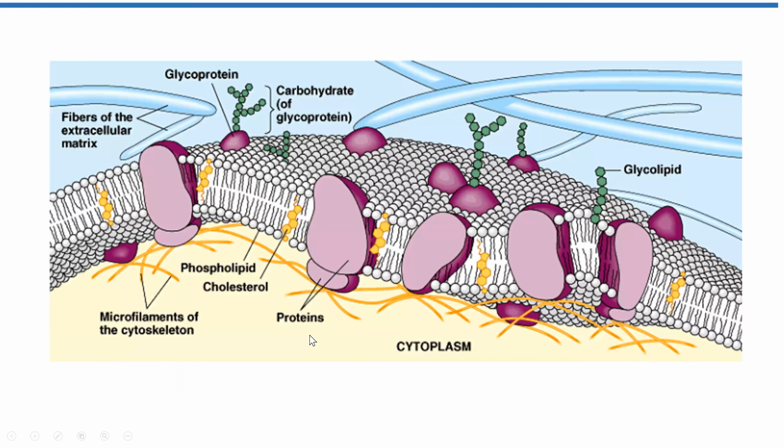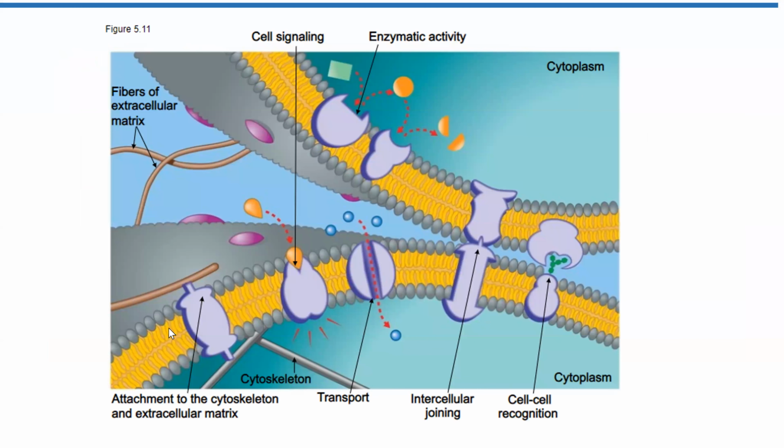Let's go to the previous one. Right. So this one, for example, over here, or this one over here, those are peripheral proteins. Okay, so this protein's function is attachment to the cytoskeleton and extracellular matrix. Inside, it's attached to another protein that makes up the cytoskeleton. Outside, they're attached to extracellular matrix protein.